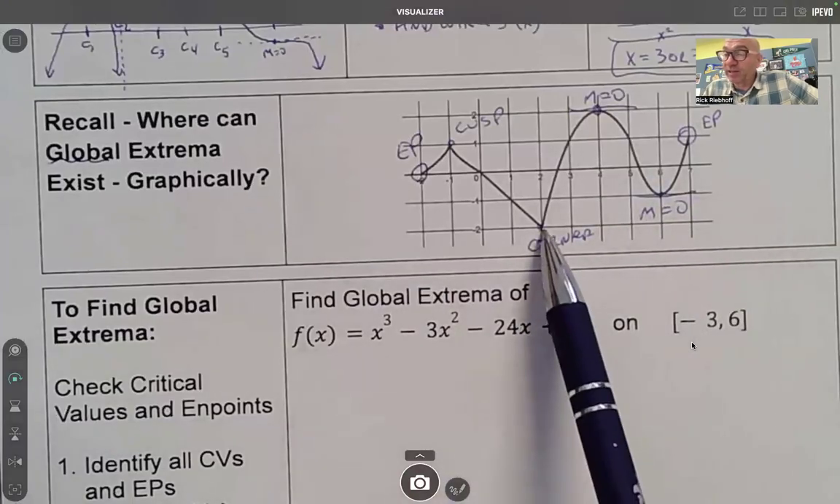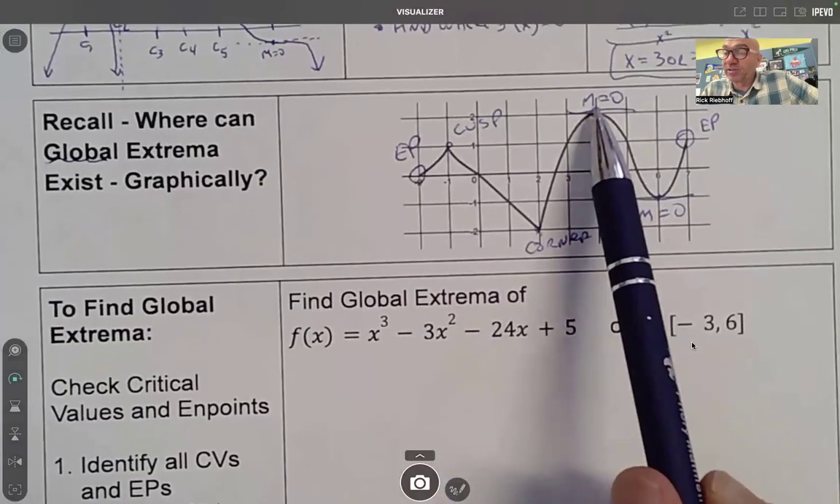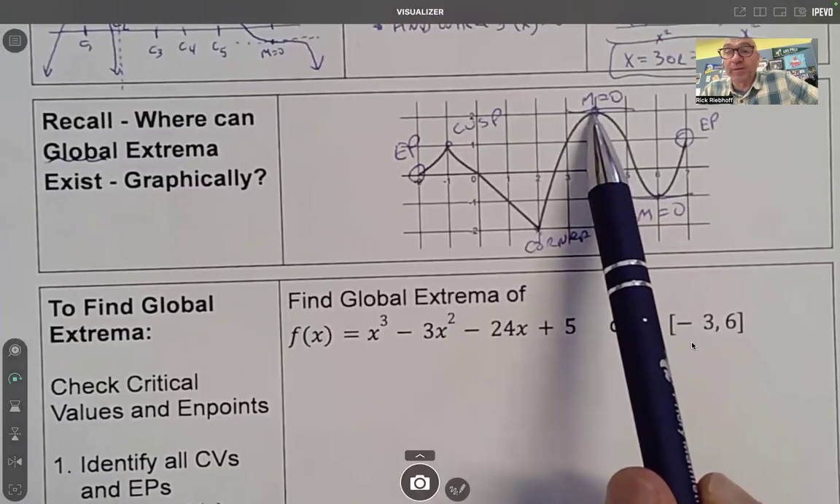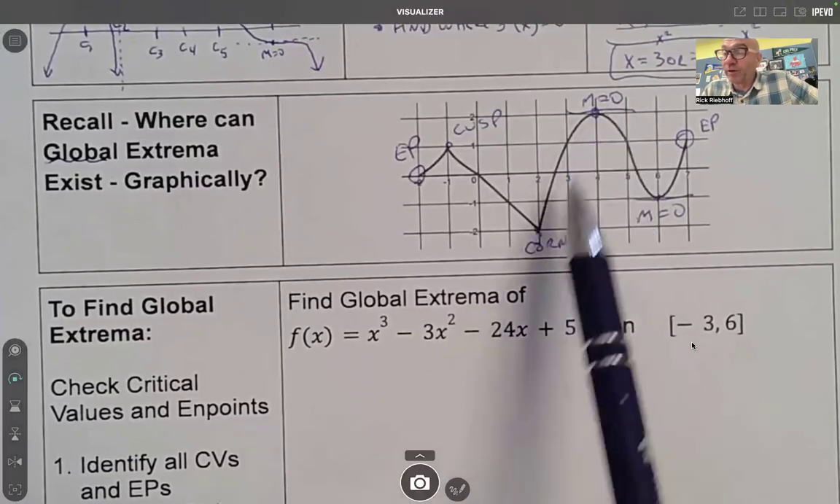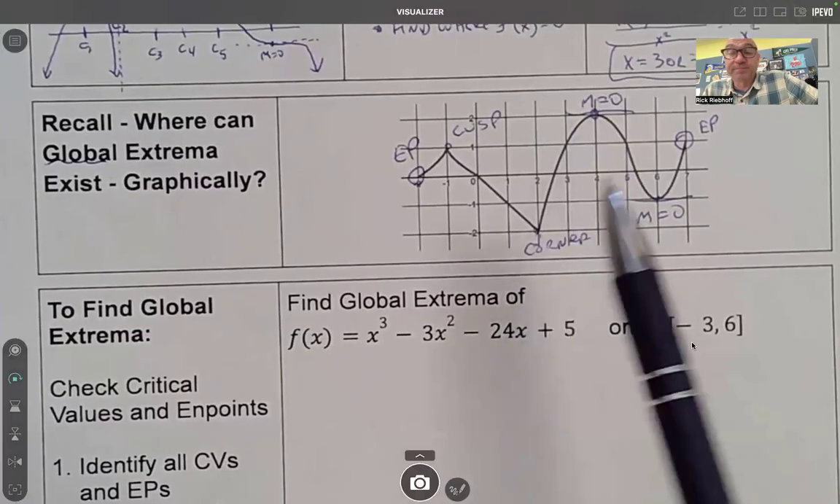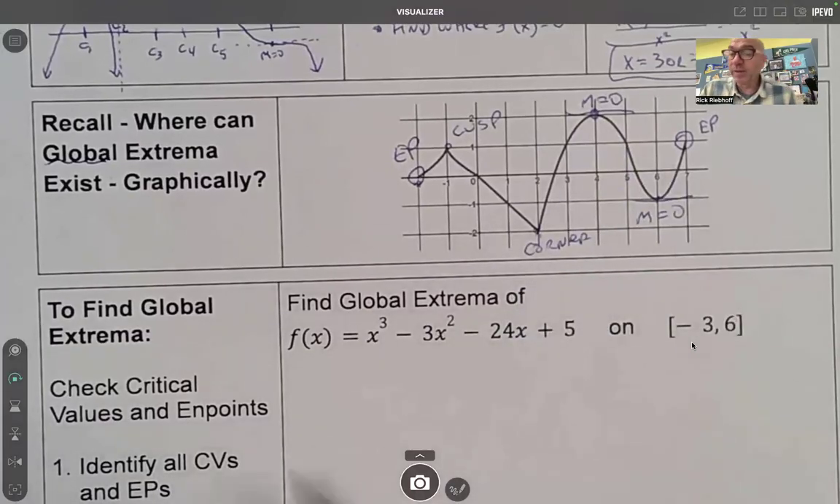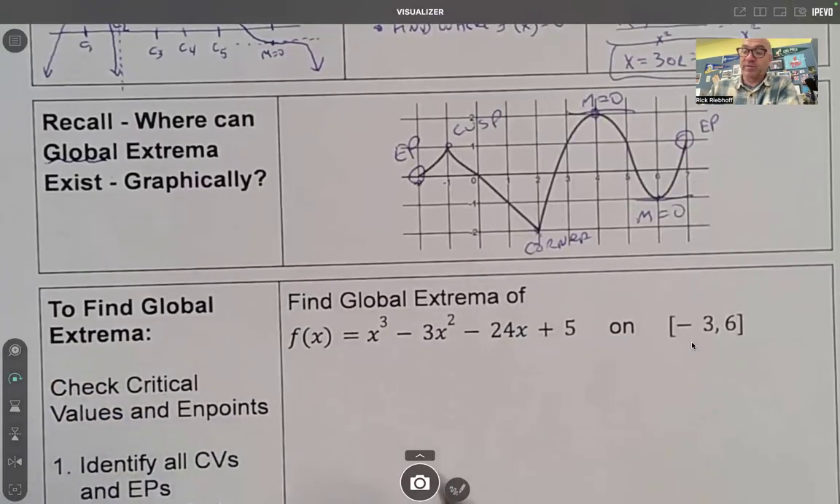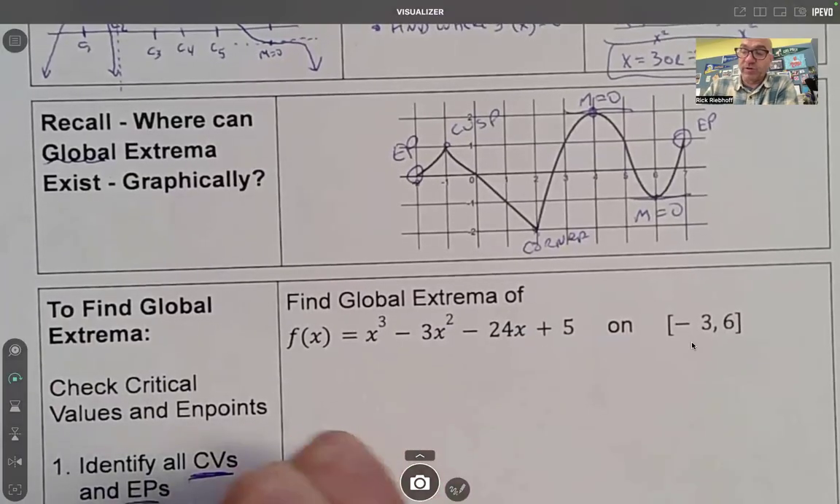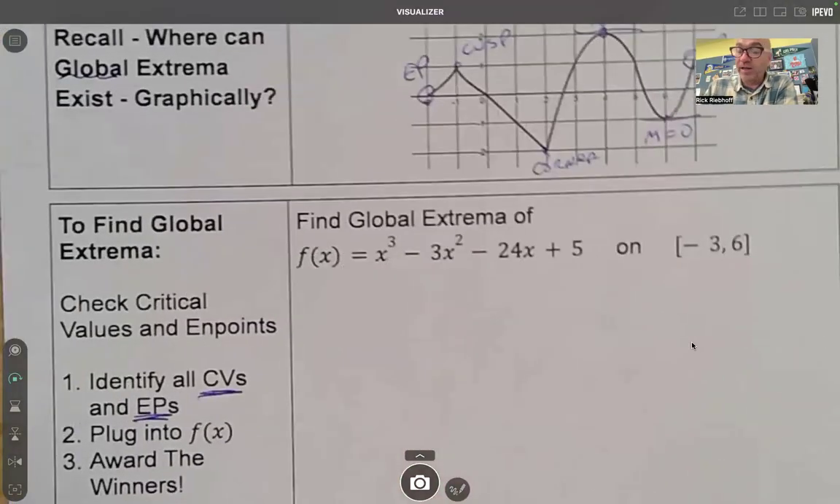In this case, it looks like this corner and this first derivative equaling 0 are the two that are going to be the global max and global min. Okay. So knowing that, let's do it. To find global extrema, check critical values and the endpoints. So I need to find all critical values, and I need to find all endpoints.